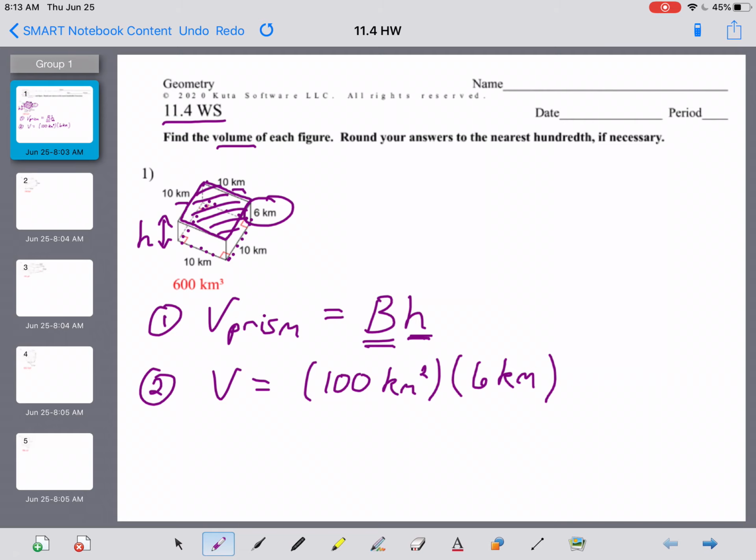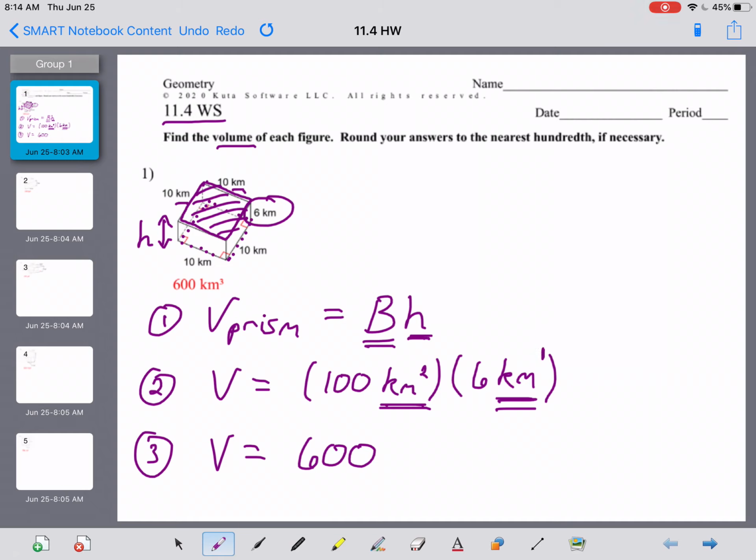Let's not make the mistake of thinking that base always needs to be on the bottom and height always needs to go up and down, but it does in this case. And in step 3, let's go ahead and put everything together right now. We'd multiply the 100 times 6 and get 600. And just a little explanation of the units. The area of the base was measured in square kilometers. The height was measured in linear kilometers. So we're multiplying square kilometers by linear kilometers.